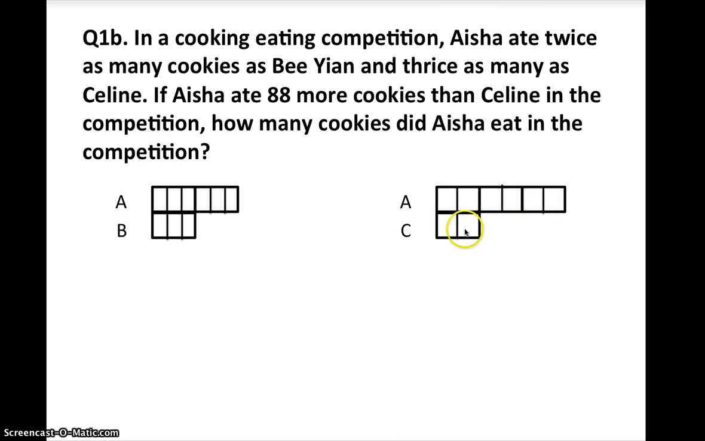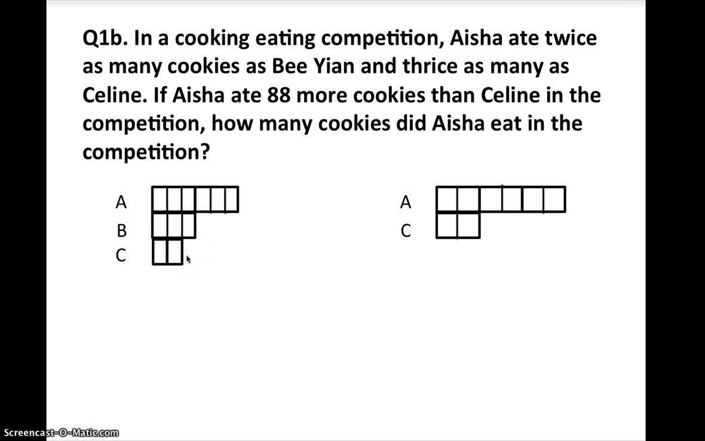Alright, so now I have 6 units for Aisha here, and I have 6 units for Aisha here too. So now that it is the same units, I can bring Celine's 2 units over here. So that's easier to compare. Alright, so I can actually ignore this model on the right hand side now, because everything here in this model is now equal. Alright, now that it's equal, I can make use of the difference in the question. Aisha ate 88 more cookies than Celine. So in this model, Aisha has 6 units and Celine has 2 units.